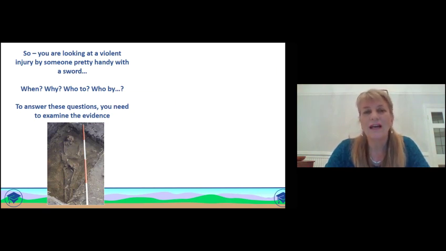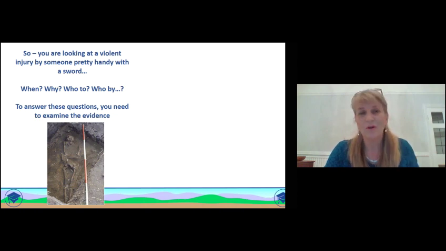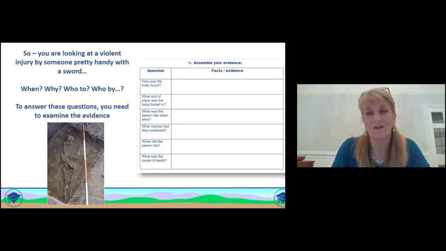So we are looking at a pretty violent injury by someone who is pretty handy with a sword. But we don't know when, we don't know why, we don't know who the injury was to, and we don't know who it was by. So to answer these questions, you'll need to look at the bottom half of the first page of your workbook, because what I'm going to do now is take you through the rest of the evidence and note down everything you hear which relates to these key 6 questions.